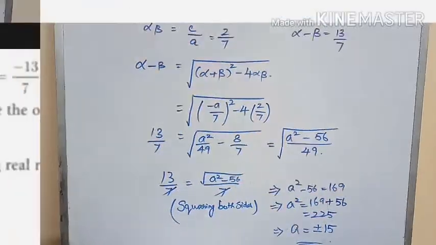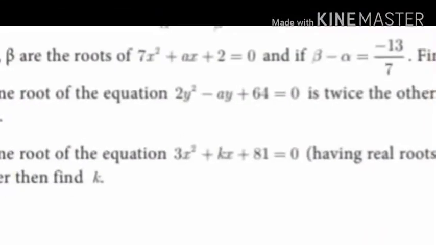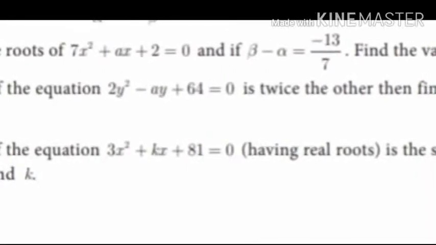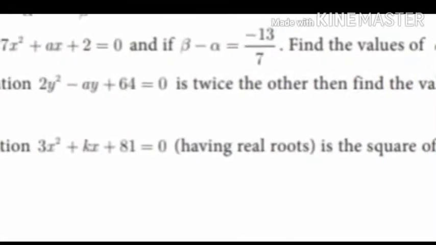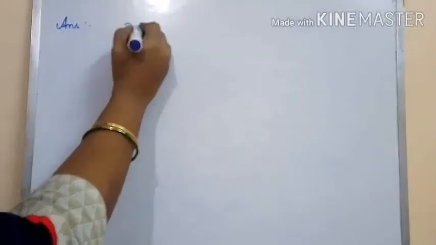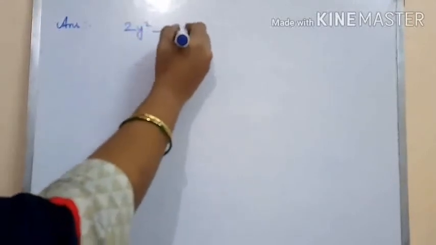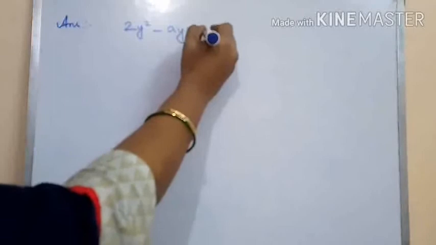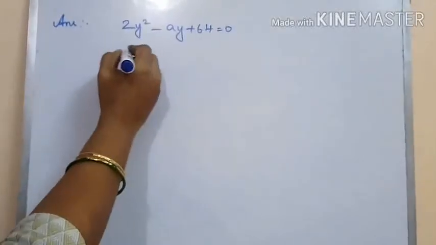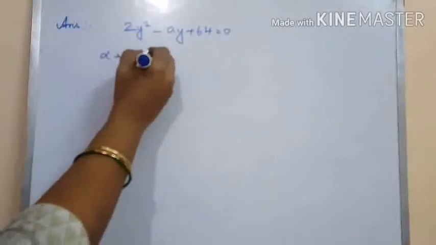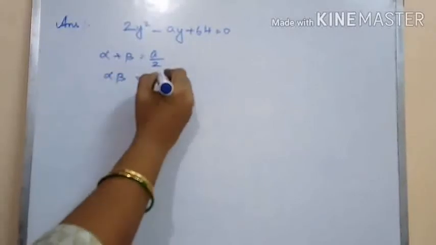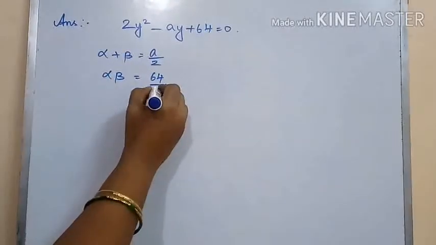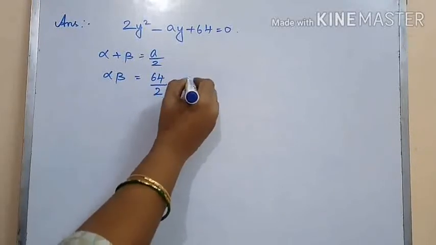So that's the answer. The next problem is, if one root of the equation 2y squared minus ay plus 64 is equal to 0 is twice the other, then find the value of a. So we are given the equation 2y squared minus ay plus 64 is equal to 0. So sum of the roots alpha plus beta is equal to minus b by a, which is a by 2 here. And product of the roots alpha beta is equal to c by a, which is 64 by 2. So we get 32.